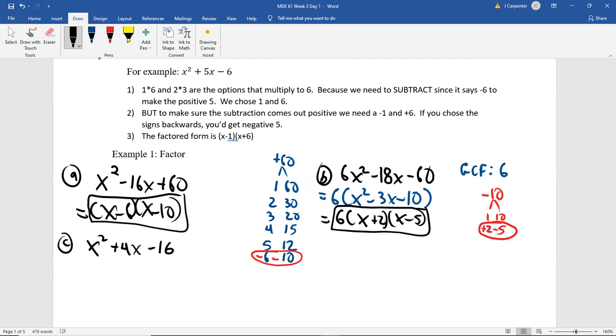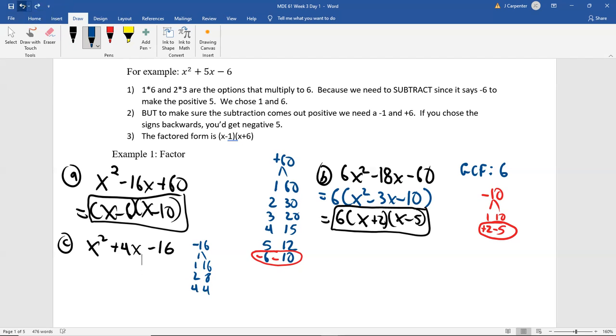How about x squared plus 4x minus 16? One last one before we move on. So no GCFs, go to the side, you write a minus 16. Split them up, 1 times 16, 2 times 8, or 4 times 4. Find the pair that subtracts to 4. 16 minus 1 is 15, so that's out. 8 minus 2 is 6, so that's out. 4 minus 4 is 0, so that's out.